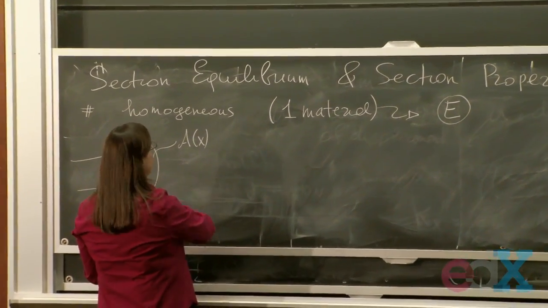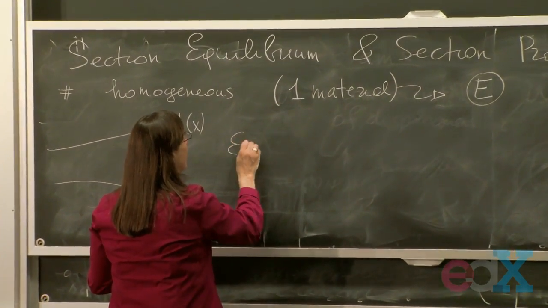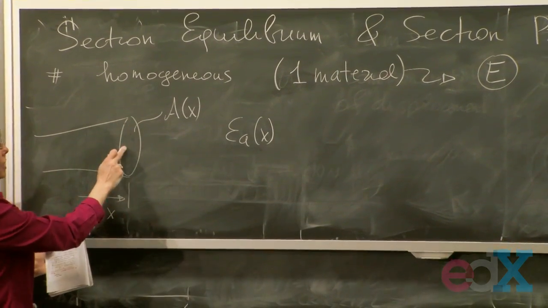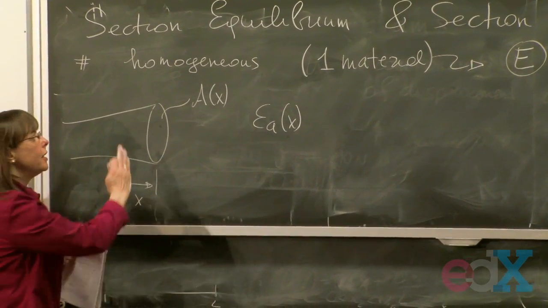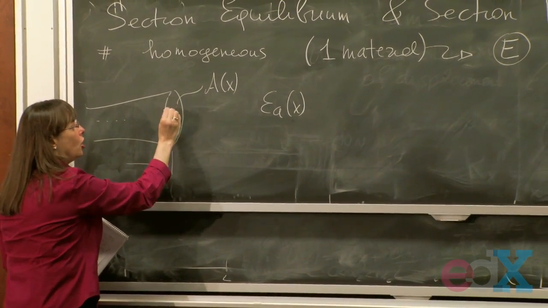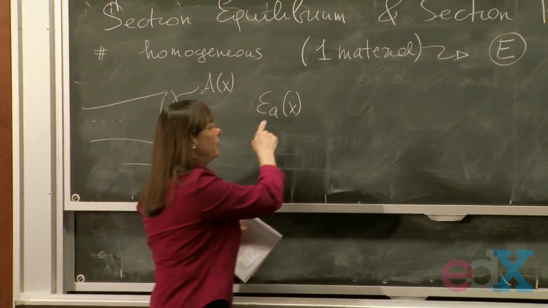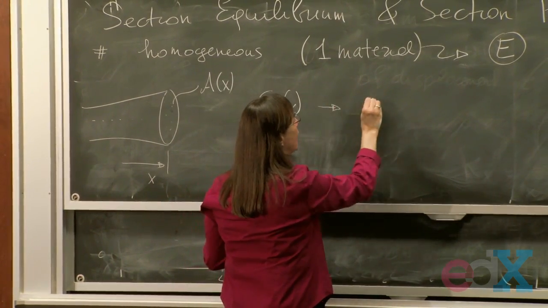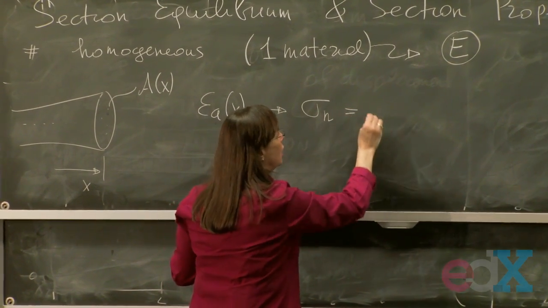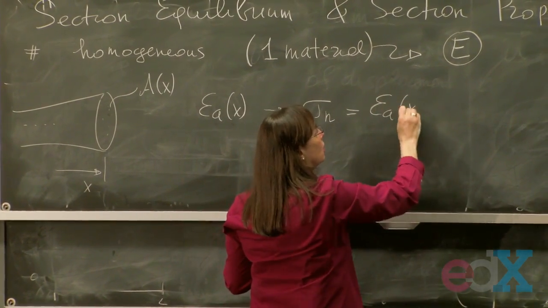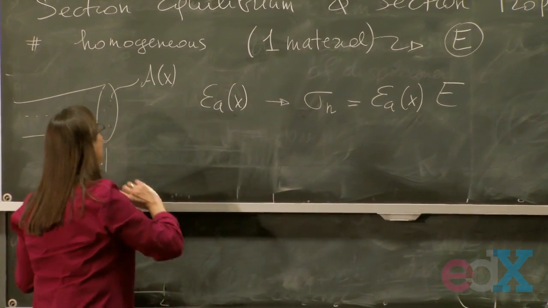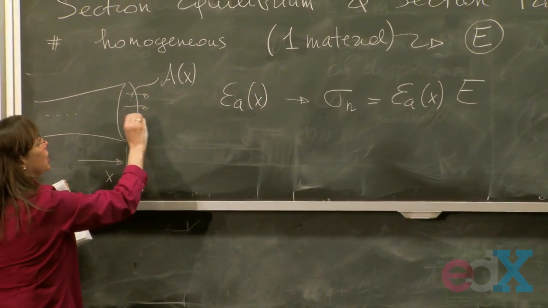And on this section here, we have a strain epsilon axial of X. The strain epsilon axial of X is the same at every spot, because we said that the strain changes along the bar, but it does not change on the section. So if the strain is epsilon axial of X, then at every point on that cross-section, I'm going to have a normal stress equal to epsilon axial of X times E. This is a stress that is going to be the same at every point.